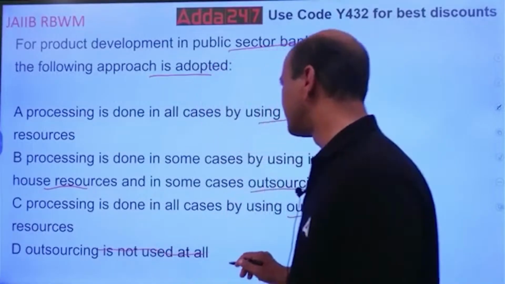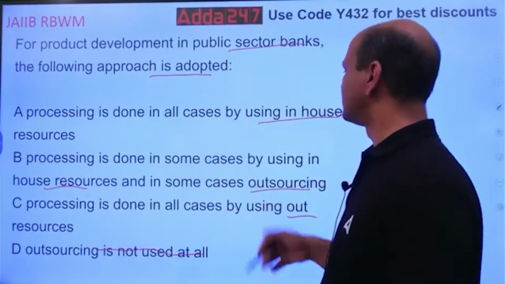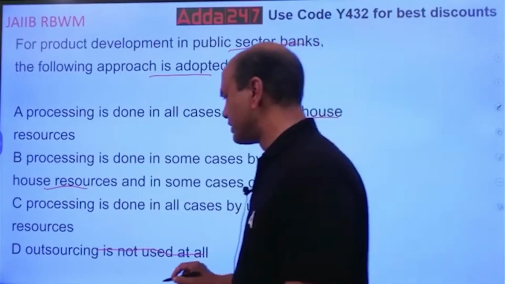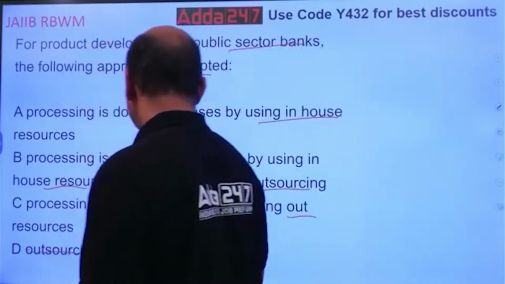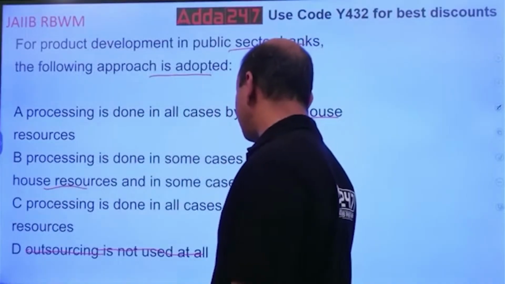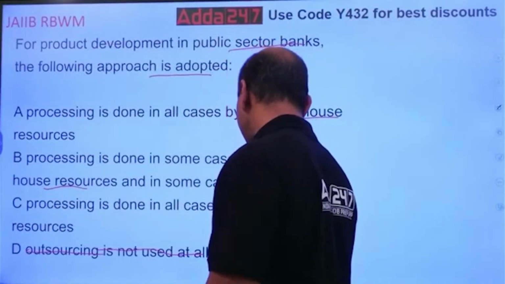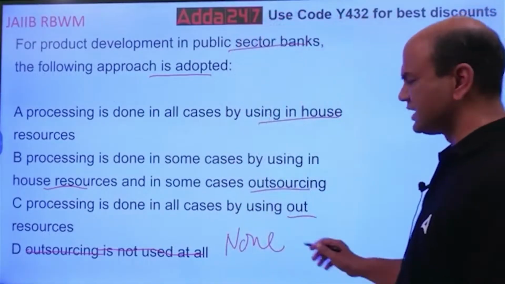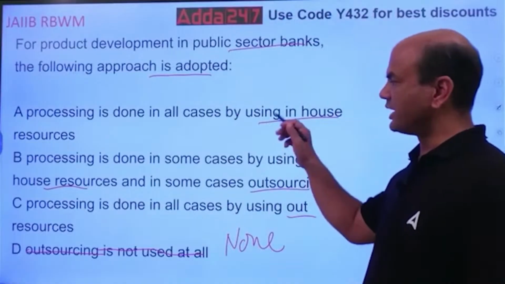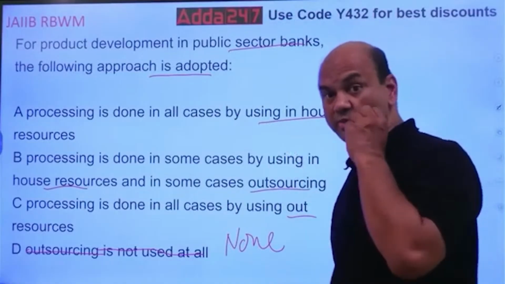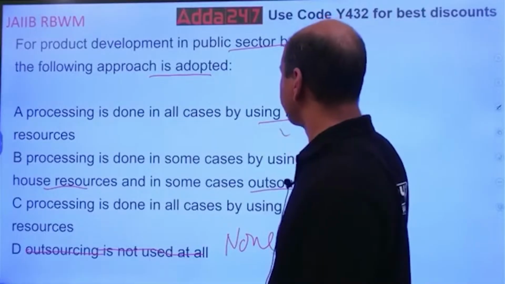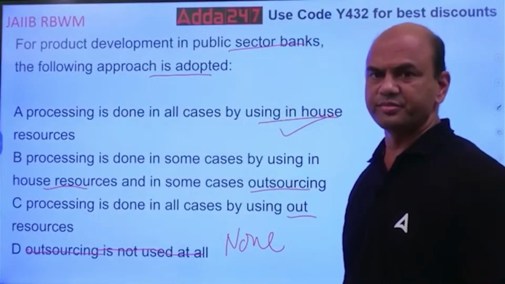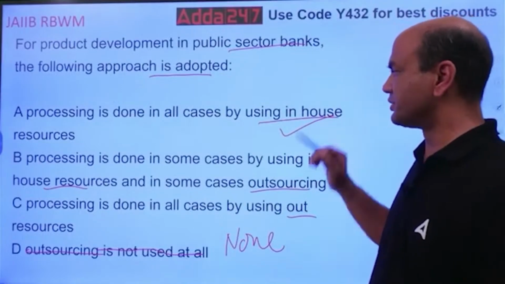This should be cancelled, because D and A are same, isn't it? Using in-house and outsourcing is not used at all. It means one and the same. So let's cancel this. Let's keep none of the above or all of the above. None of the above. So, obviously D is not the answer. So A, B or C, just now I gave you, as per your book, in-house. Okay, in-house. As per your book, it is in-house. Got it?